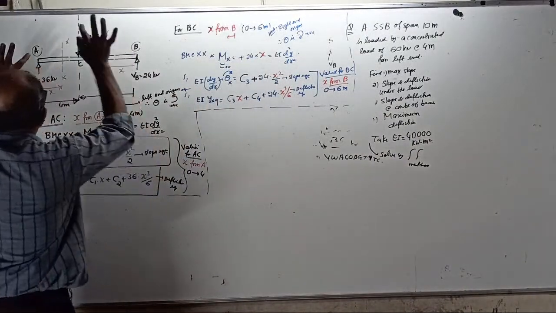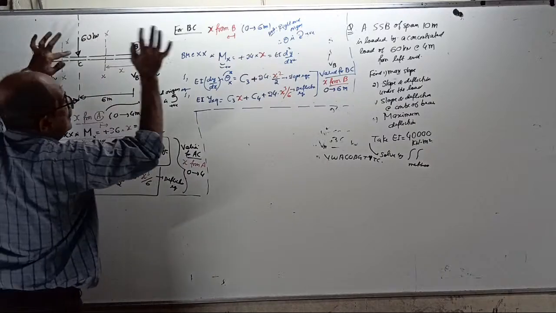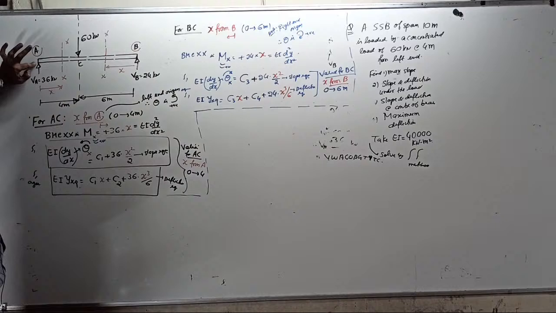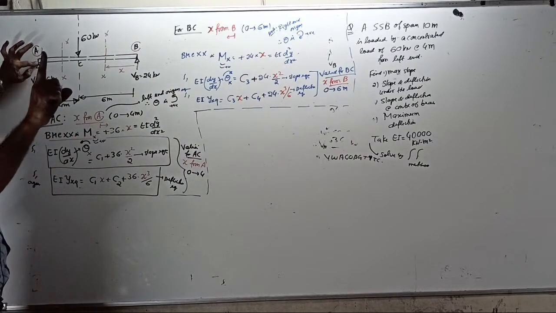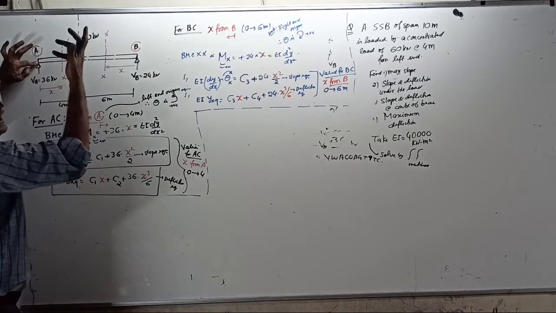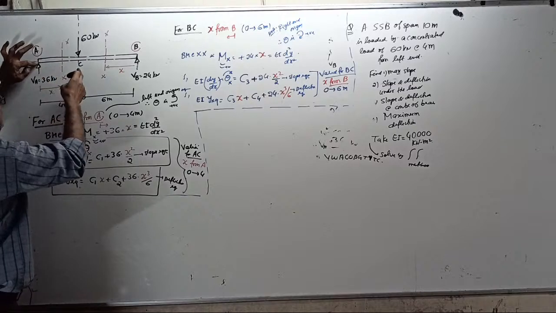This we can use only from 0 to 4. This I can use 0 to 6. Do one thing. Y equal to 0, y becomes 0 for x equal to 0. One condition. Your C2 will come 0. Then that's all. No more condition here.